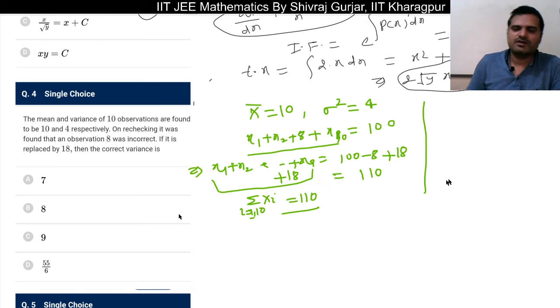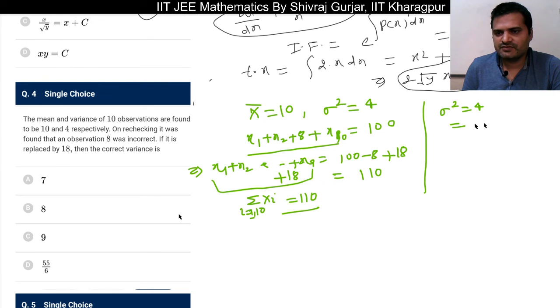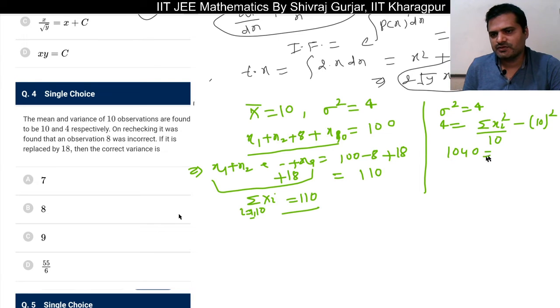Okay, now the old sigma square is given as 4, that we know is nothing but summation xi square divided by n, n is 10, minus mean square. What is mean? Mean is 10, so 10 square. This is given 4, so this is 104. xi square is nothing but x1 square, and so on. One observation is 8 plus x10 square. This way we can write.